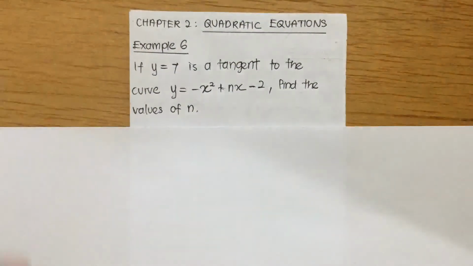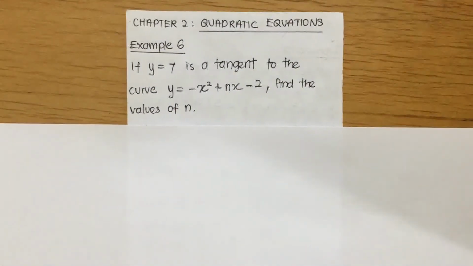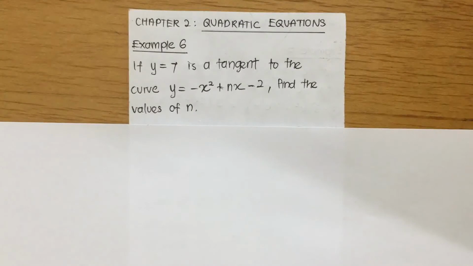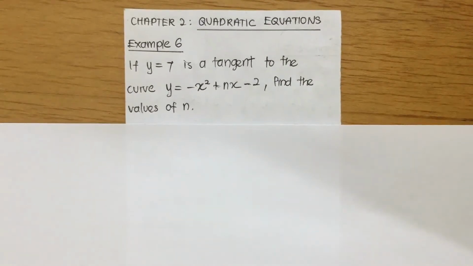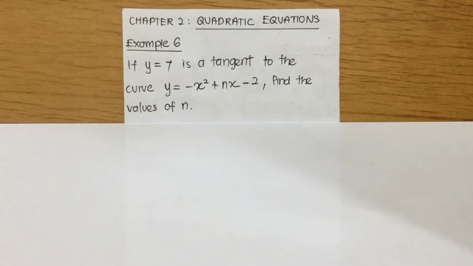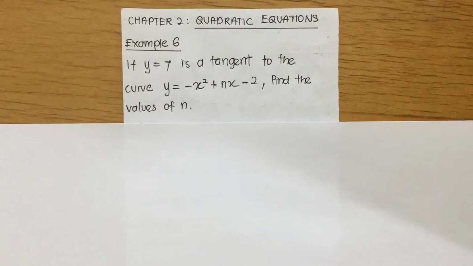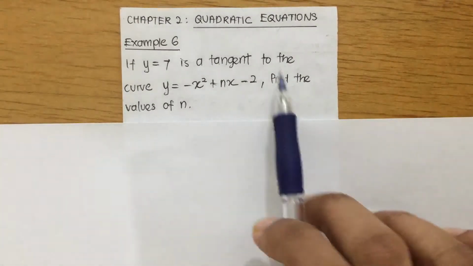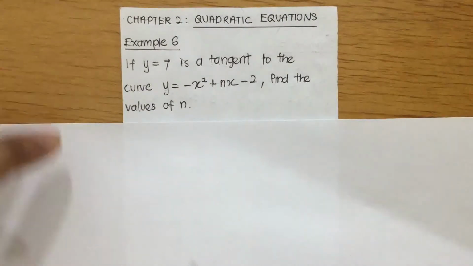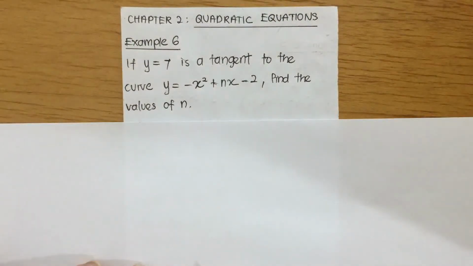Okay, welcome back. So now you are looking at the example 6, chapter 2, quadratic equation. Okay, let me read the question now. If y equals to 7 is a tangent to the curve y equals to negative x squared plus nx minus 2, find the value of n. Okay, let us start to discuss the solution for example 6 now. So let us begin.